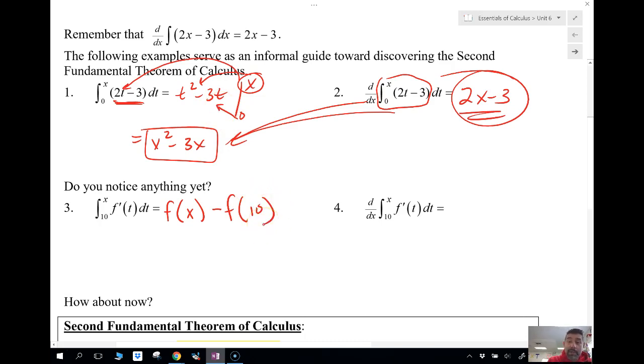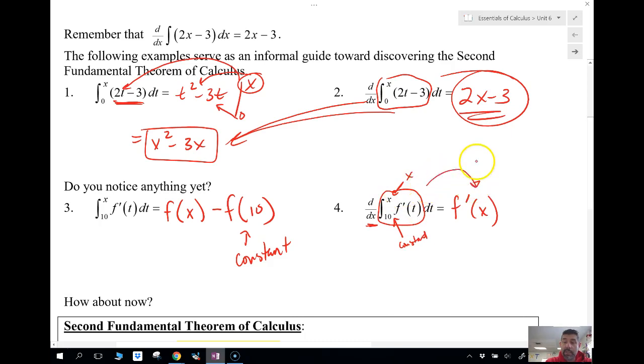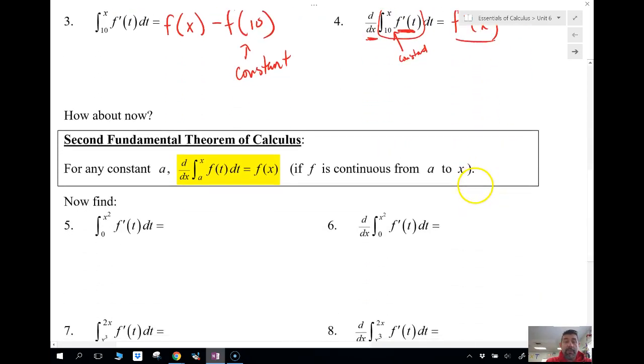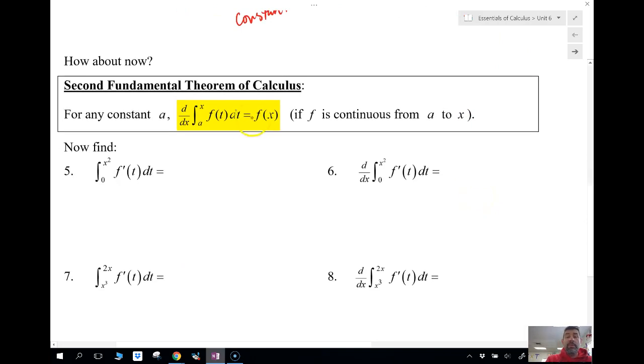Now, if I take the derivative of that, what's this part right here? This is constant. And what's the derivative of a constant? It's going to be 0. So really, the derivative of an antiderivative from a constant to x is just going to be f prime of x. So it's just going to be whatever I have on the inside, just plug in an x. That is the second fundamental theorem of calculus. So all we're going to do is plug in x in there for t, and we get our answer.